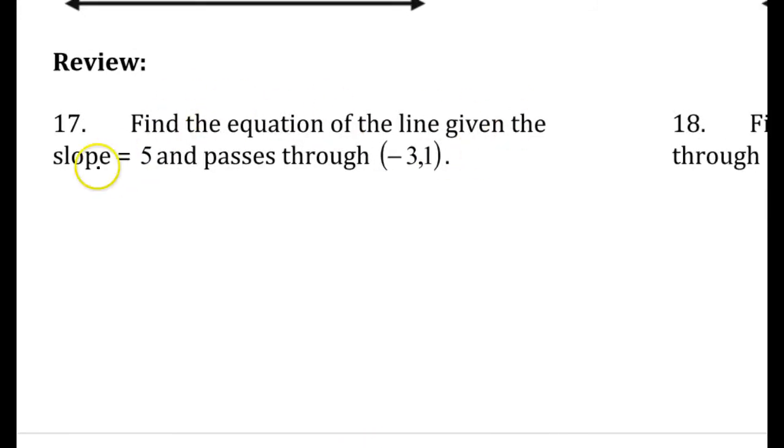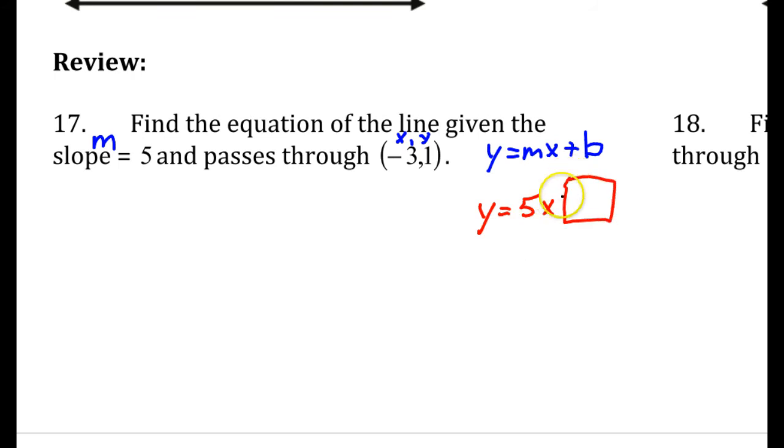Find the equation of the line given the slope, which is usually m, and passes through this x and this y. Hopefully the first thing that comes to mind is y equals mx plus b. We're already given the slope is 5, so you're halfway there with your answer. You know it's going to be y equals 5x. You just don't know what the y-intercept is. That's the question. So we can use this y equals mx plus b.